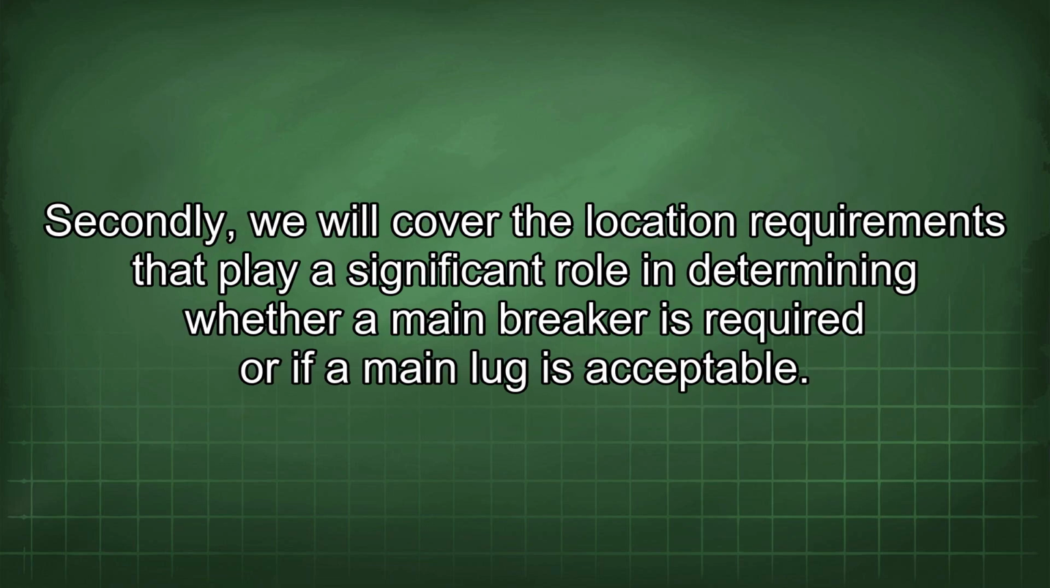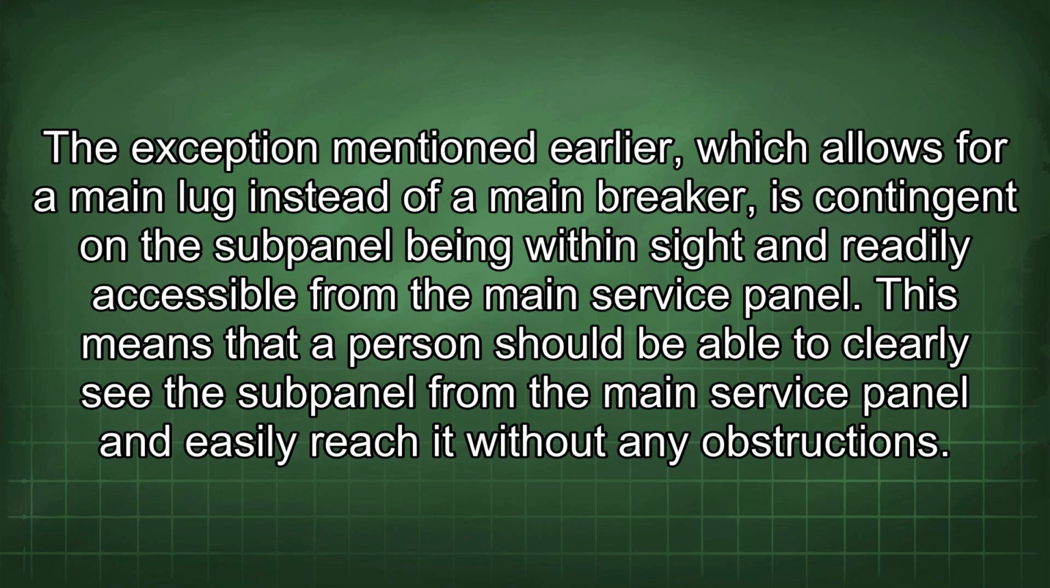Secondly, we will cover the location requirements that play a significant role in determining whether a main breaker is required or if a main lug is acceptable. The exception mentioned earlier, which allows for a main lug instead of a main breaker, is contingent on the subpanel being within sight and readily accessible from the main service panel. This means that a person should be able to clearly see the subpanel from the main service panel and easily reach it without any obstructions.